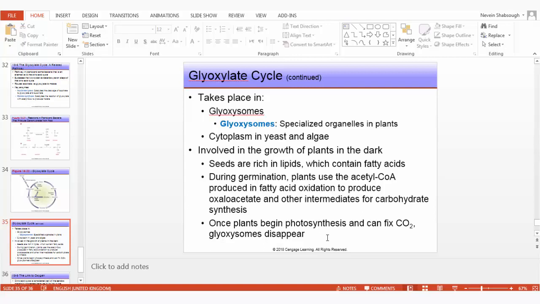Now, this cycle also occurs in bacteria, and this point is far from surprising. Why? Because many types of bacteria can live on very limited carbon sources. They have metabolic pathways that can produce the biomolecules they need from quite simple molecules. So the glyoxylate cycle is one example of how bacteria manage to do this.